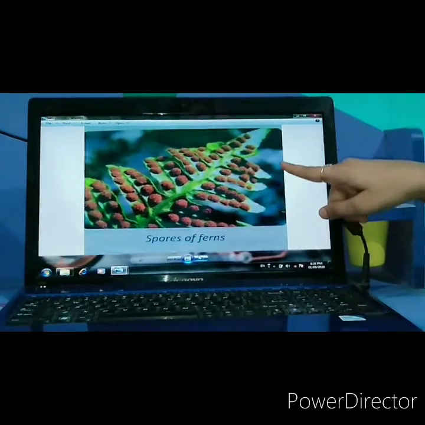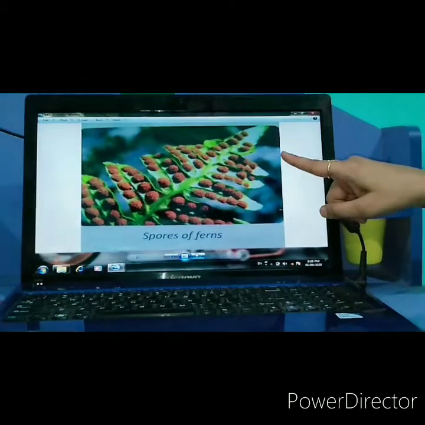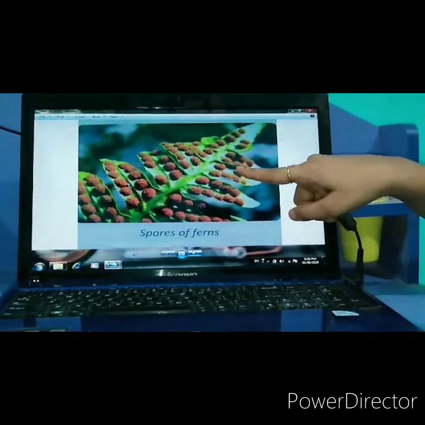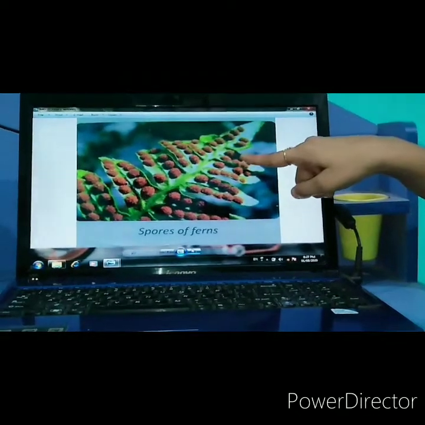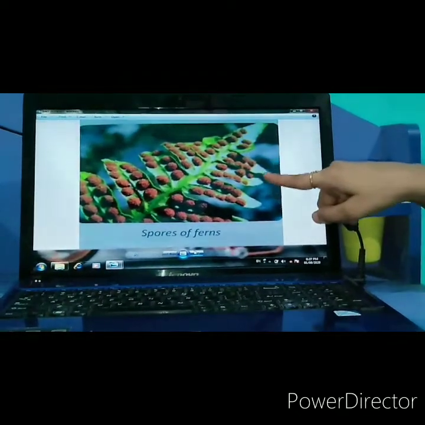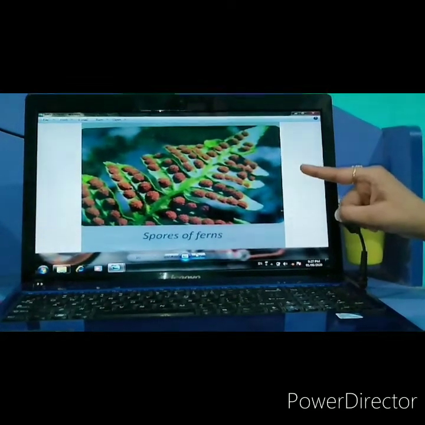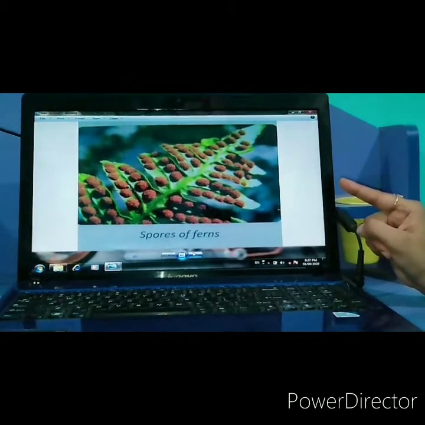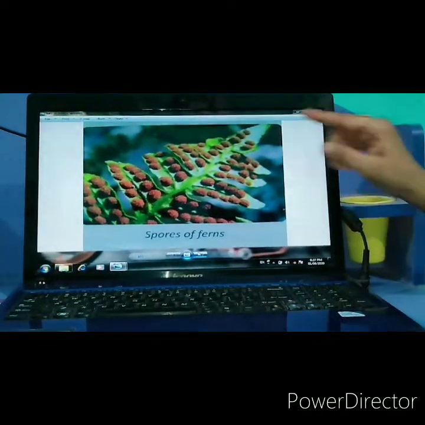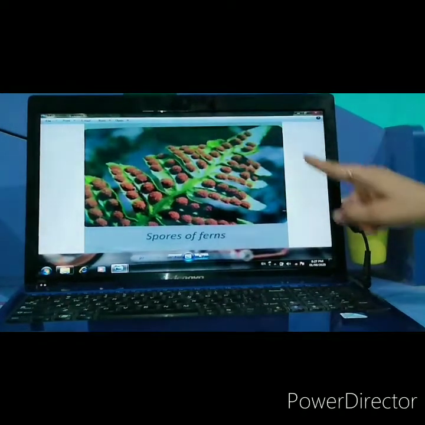plant. You can observe small green spots which are on the underside of the leaf. Later these green spots will become brownish black in color. After some time they will fall on the soil and give rise to a new plant. This is the reproduction from spores.